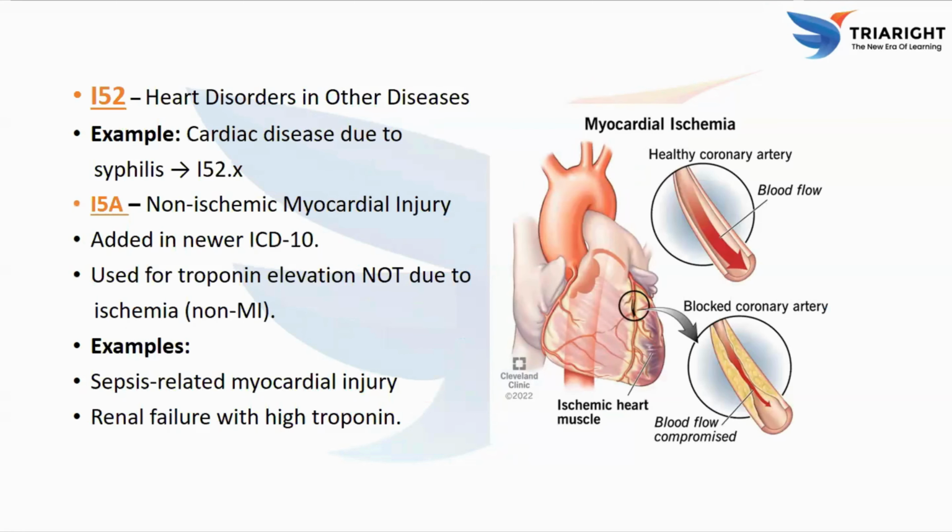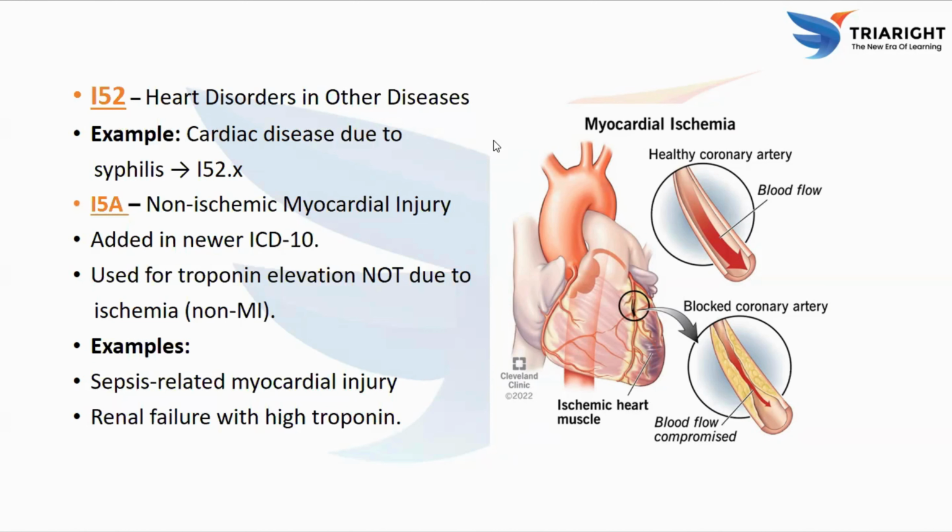We are going to learn about the ICD-10-CM classification for diseases of the circulatory system. In the previous session, we discussed I51 codes. In this video, let's start with the I52 code classification. So what is I52 and I5A?